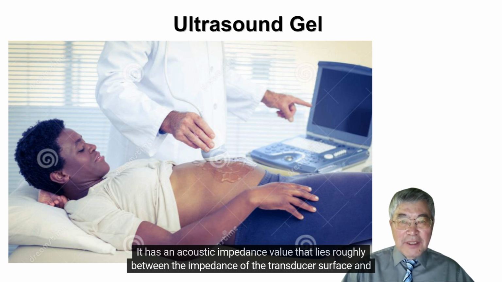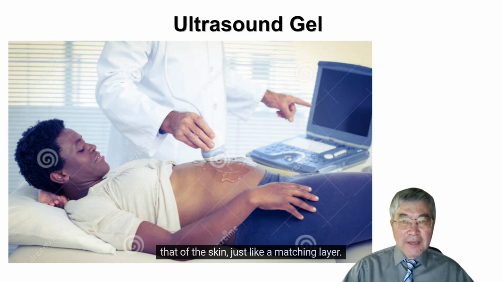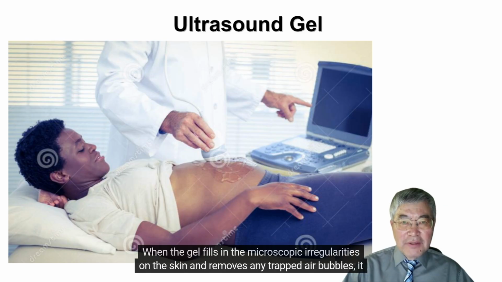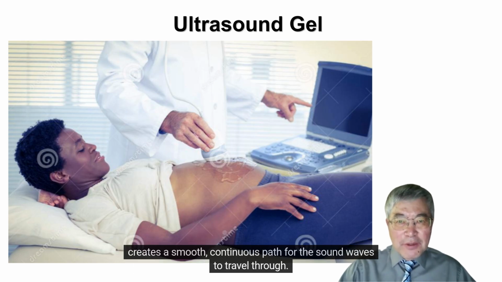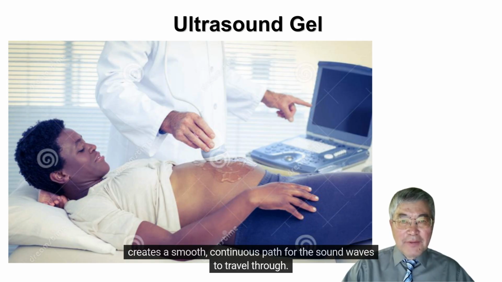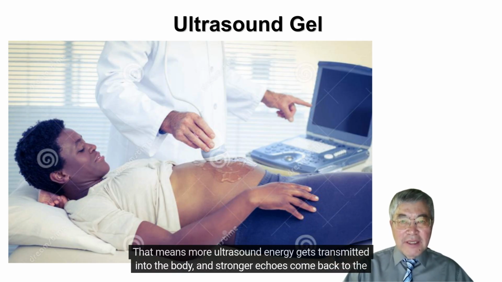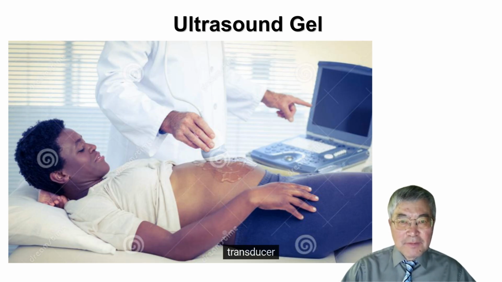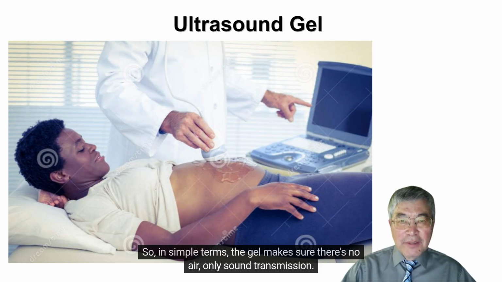It has an acoustic impedance value that lies roughly between the impedance of the transducer surface and that of the skin, just like a matching layer. When the gel fills in the microscopic irregularities on the skin and removes any trapped air bubbles, it creates a smooth, continuous path for the sound waves to travel through. That means more ultrasound energy gets transmitted into the body and stronger echoes come back to the transducer. So in simple terms, the gel makes sure there's no air, only sound transmission.